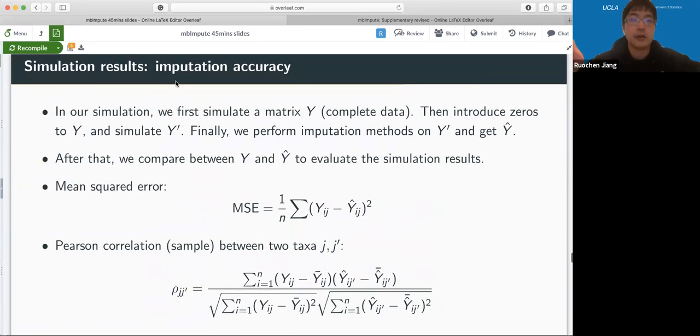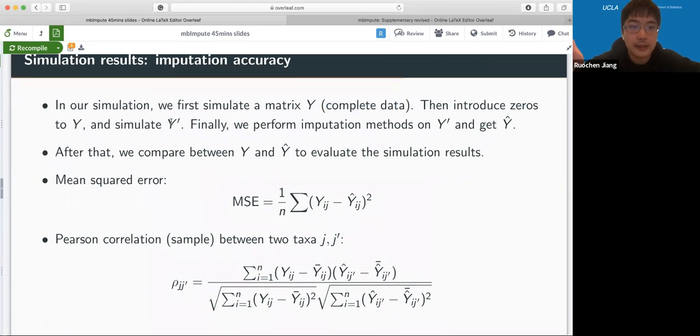In order to evaluate the imputation accuracy, in our simulation we first simulate a matrix Y, which we call the complete data, and then we introduce zeros to Y and simulate Y prime. Finally, we perform imputation methods on Y prime and get Y hat. After that, we compare Y and Y hat to evaluate the simulation results.